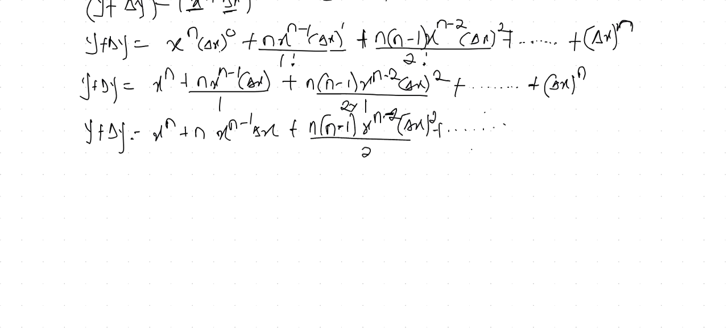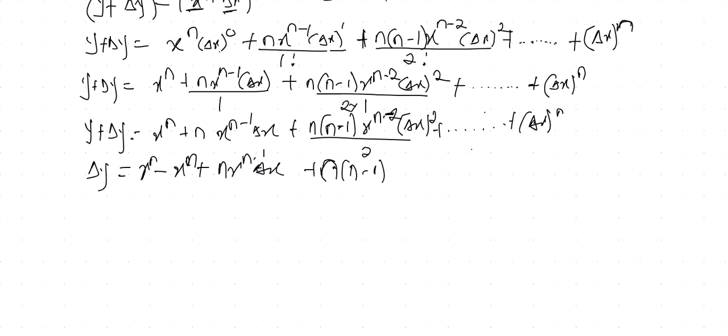Okay, so at this point, we collect the like terms. So this y will move here. You already know if it moves here, it becomes minus. So it's going to be x^n minus x^n, then plus n x^(n-1), then change in x, then plus n into n minus 1, x^(n-2), then change in x raised to the power of 2 over 2, then plus continuously like that. All right, so this will give us 0.